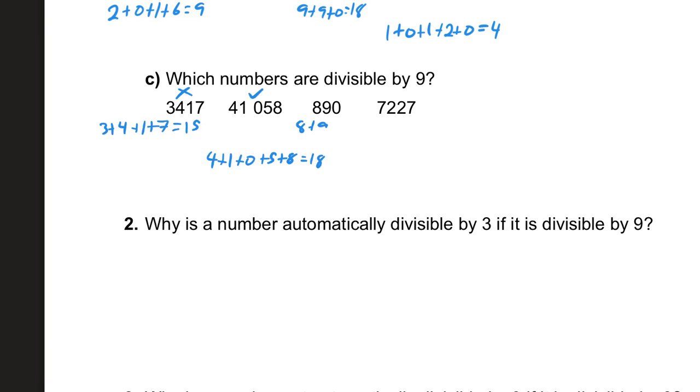Then we've got 8 plus 9 plus 0. 8 plus 9 is 17, not a multiple of 9, so that doesn't work. And finally, we've got 7 plus 2 plus 2 plus 7.